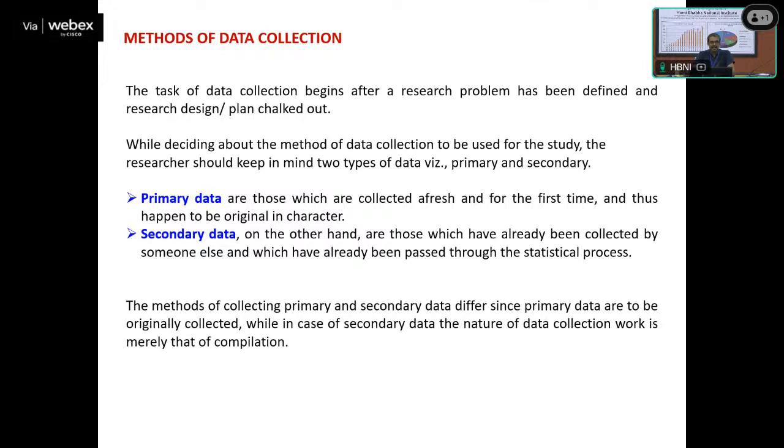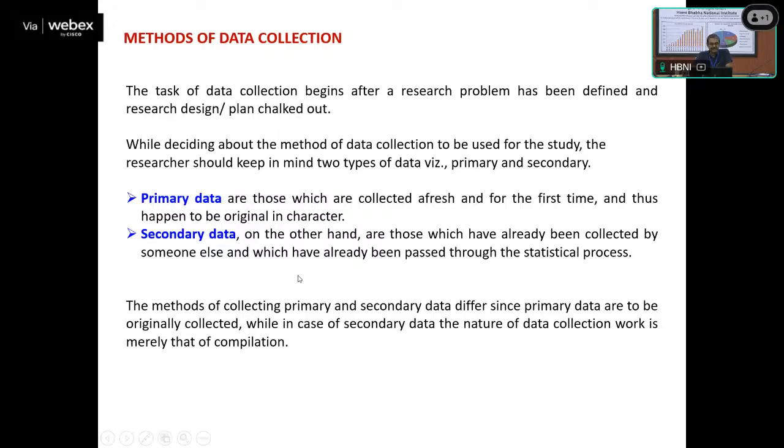So while deciding about the method of data collection to be used for the study, the researcher should keep in mind 2 types of data, which is primary and secondary. So you have to understand what you mean by these. Primary data are those which are collected afresh and for the first time, and thus happen to be original in character. So your research can consist of primary data collection. The primary data are those which are collected for the first time. Okay, means something novel, and thus happen to be original in character.